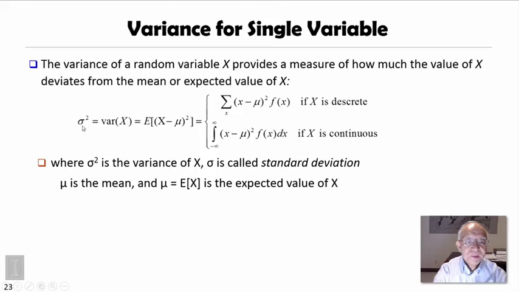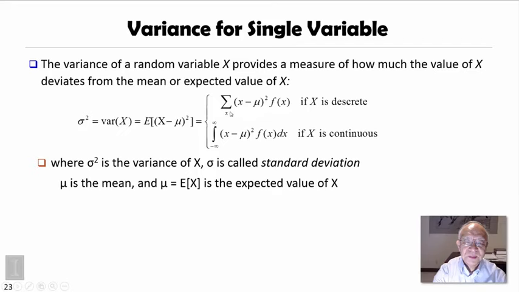Essentially, we use sigma square to represent the variance of x. Sigma is called the standard deviation. Variance of x is the expected value of x's deviation from the mean. If we take the square, no matter whether it's positive or negative, we change them all into positive. Then if x is a discrete variable, the formula is written like this.